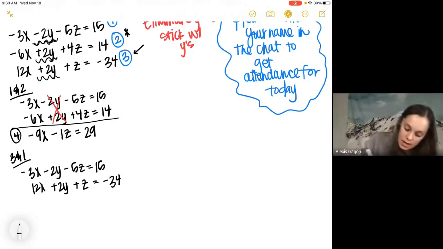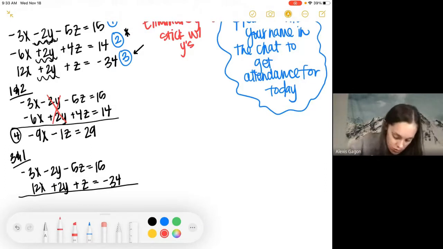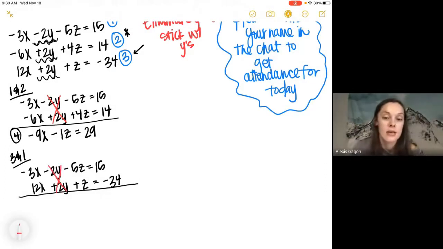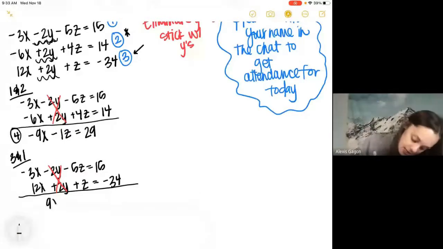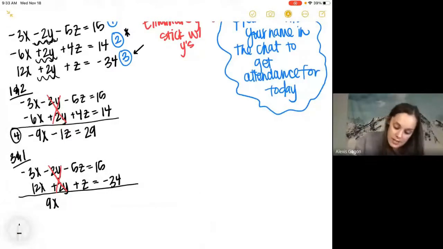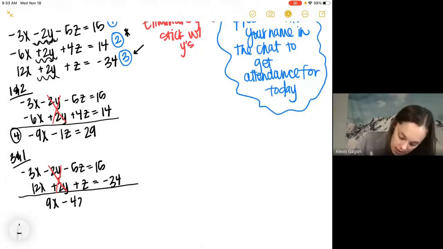Okay. Now here, same exact thing as before, the two y's are going to cancel out. And then in the example I'm going to do next, they don't cancel out so easily. And now we can just add these. So negative 3x plus 12x, that's 9x. Negative 5z plus z, that's negative 4z. And 15 minus 34 is negative 19.